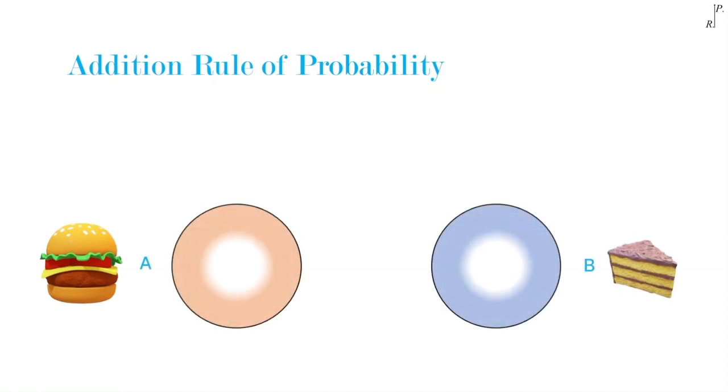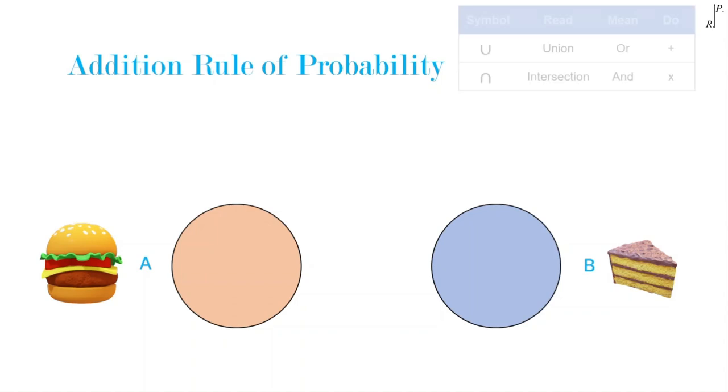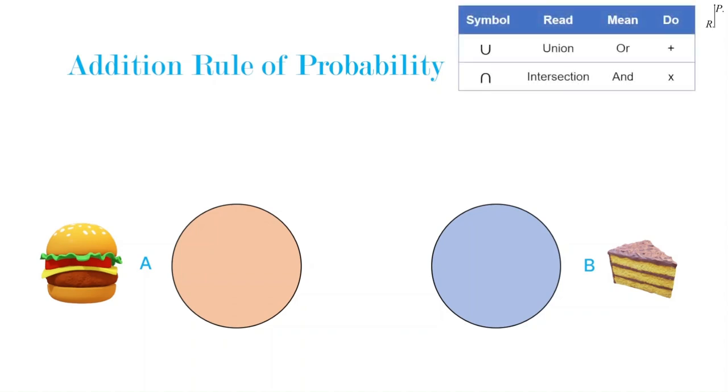Let ordering the burger be event A and ordering the pastry be event B, and let these events be represented by these two circles. Before we proceed, recall the symbols, union and intersection, which we discussed in the first video. The union denotes the or condition and requires addition, whereas the intersection denotes the and condition and requires multiplication.